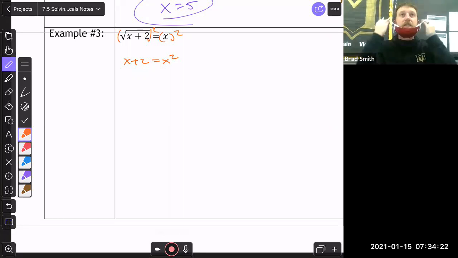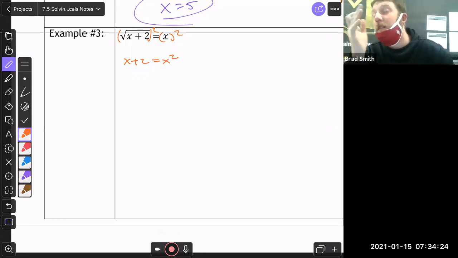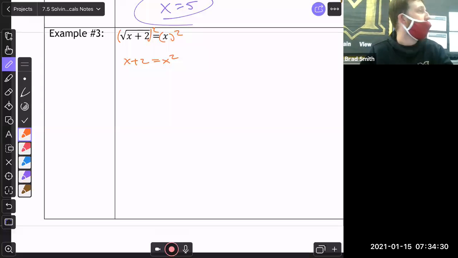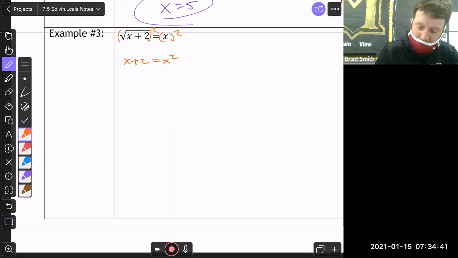I'm going to be honest, not every time, but a lot of times when you get an x squared right here, that's when we're really going to have to check for extraneous solutions. The first one, we only had one answer. It was really straightforward. So we're not usually going to get them there, but we might here. So now let's move everything to the left side. So I got 0 is equal to x squared minus x minus 2.